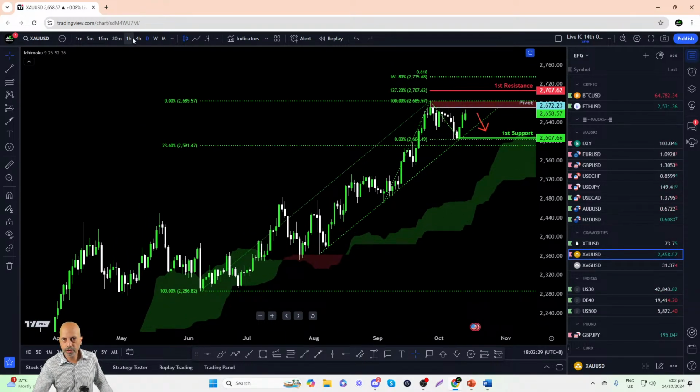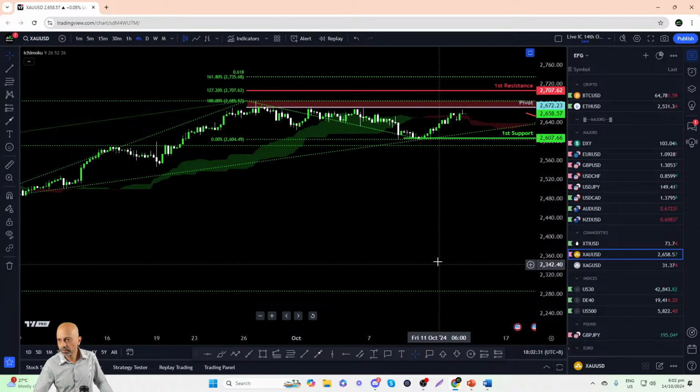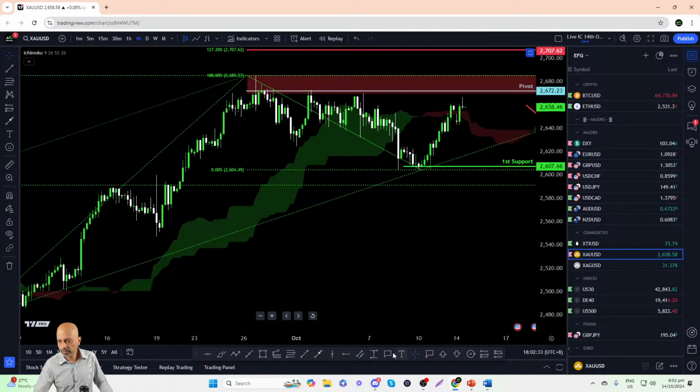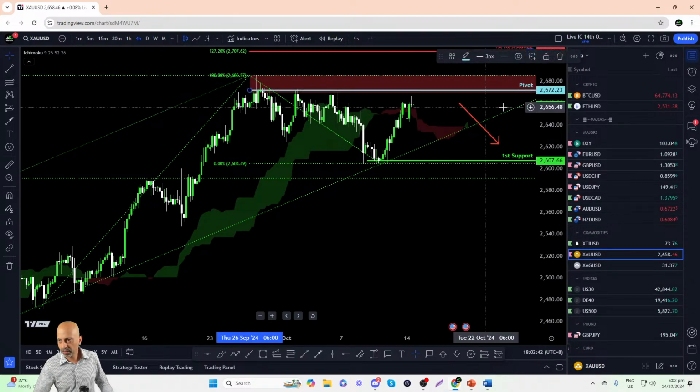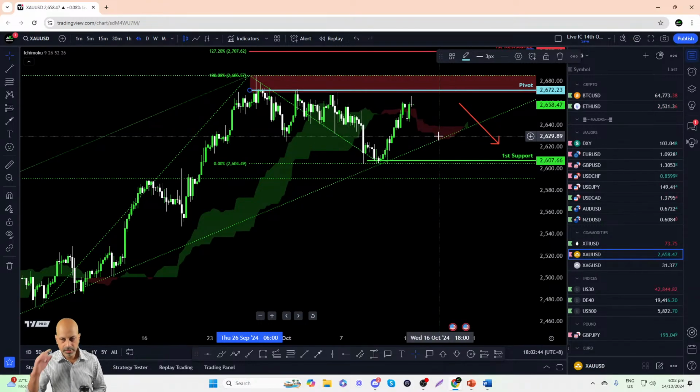Okay, now let's look at it on the 4-hour time frame. Right, you can see the previous 4-hour candle coming quite close to the pivot once more before getting rejected. You can see this level here at 2,672 is indeed a pretty strong resistance barrier.